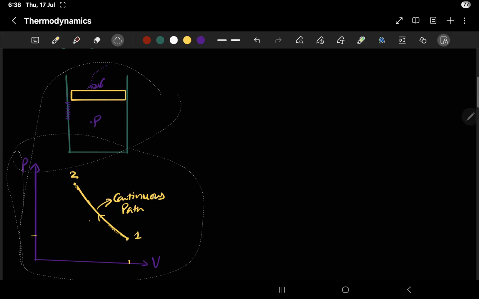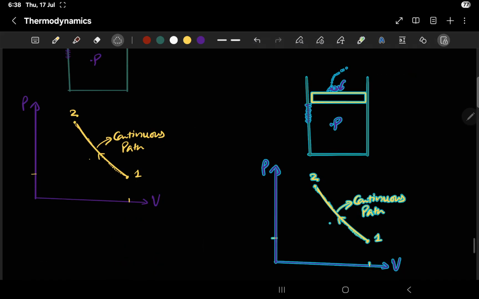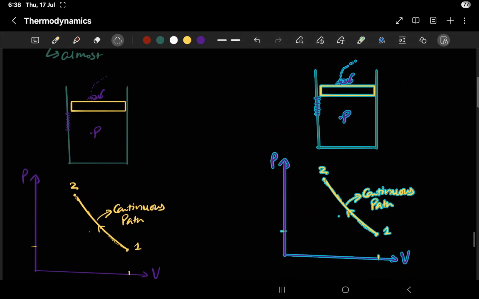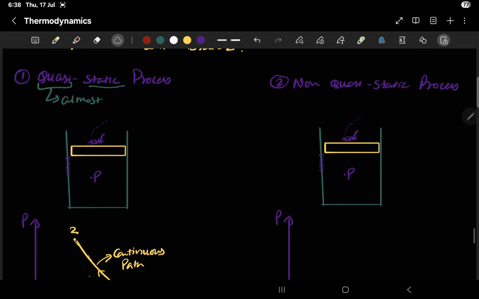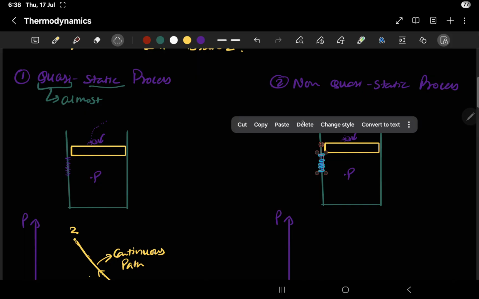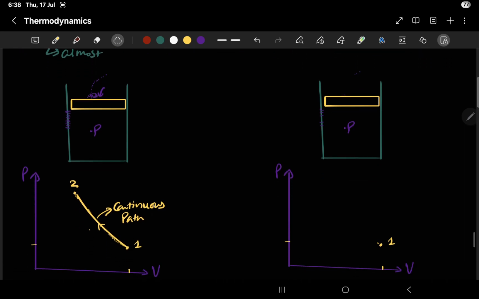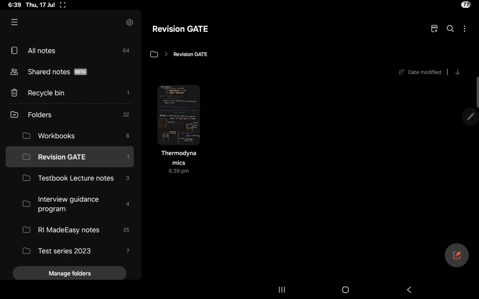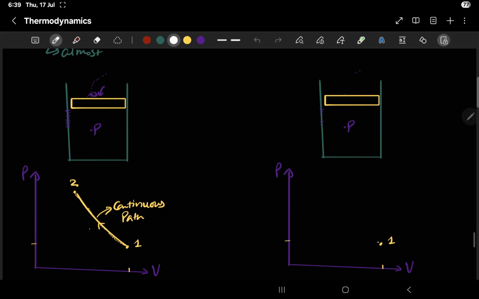Okay, copy and I'll paste it here. Give me a moment. So here, let's remove these lines, delete. Okay, so let's say the initial pressure of the system is P. Let me change the pen. Okay, let's do it on white.